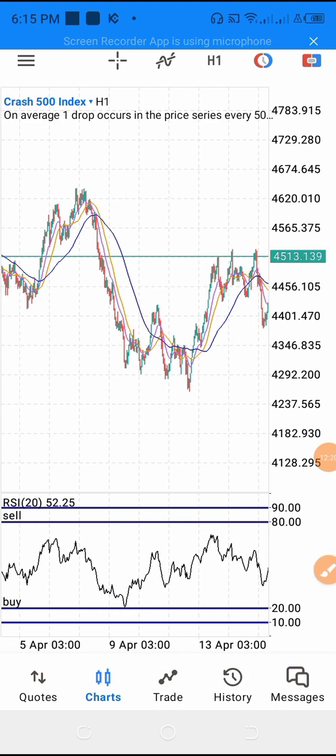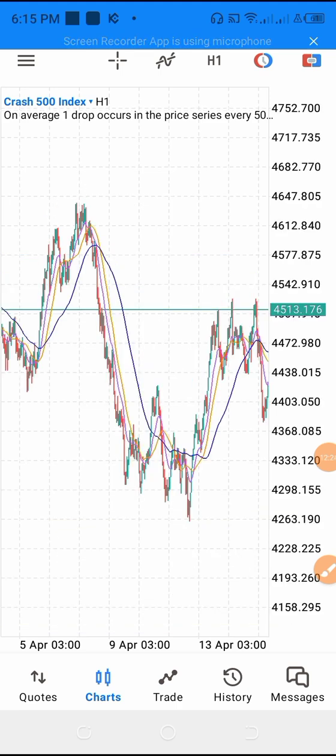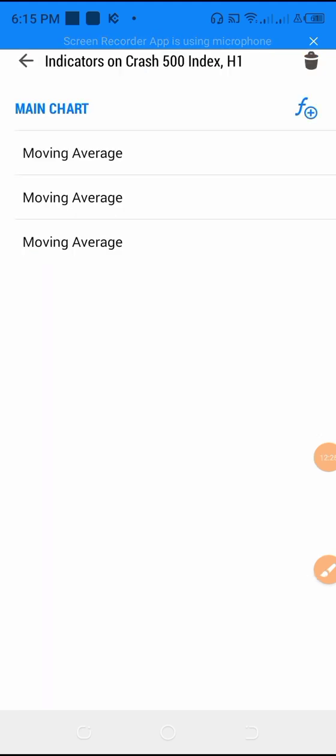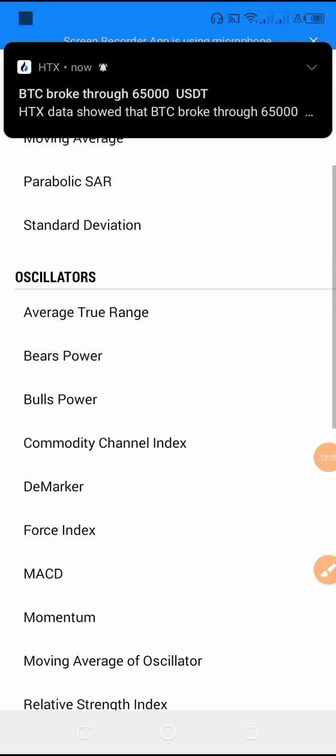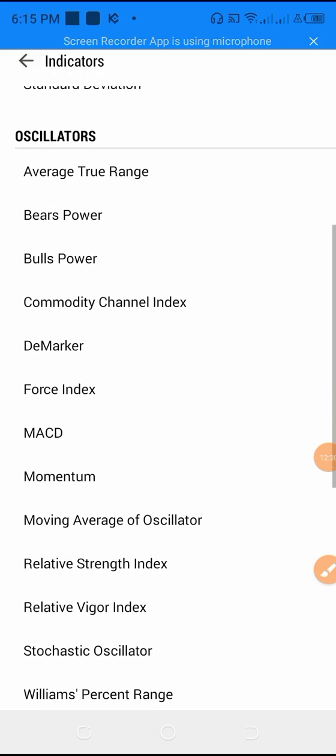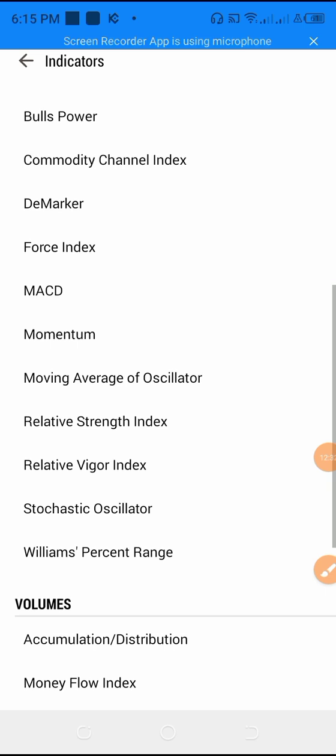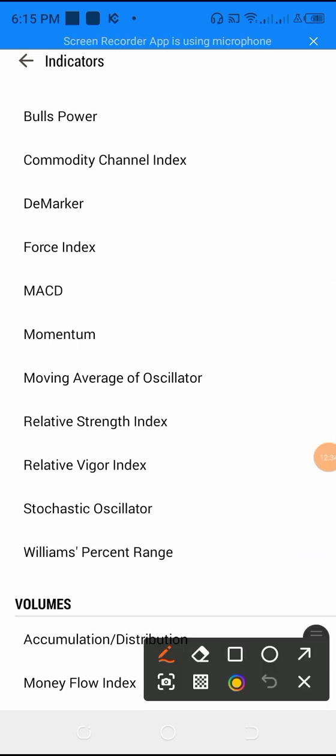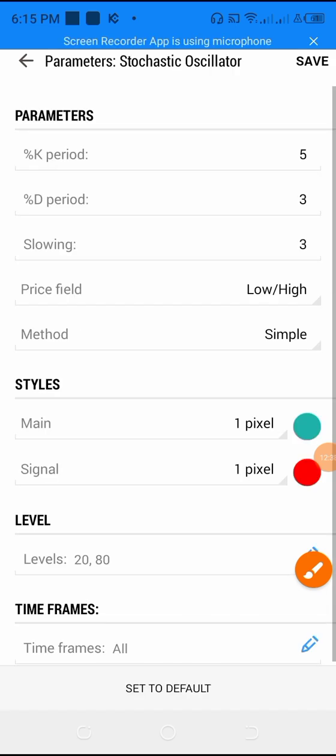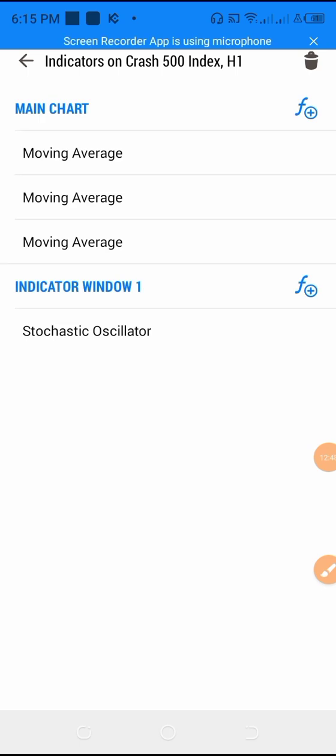Moving forward, let's remove this relative strength index and talk about the next one. Let's add the stochastic oscillator. You click on it. You can screenshot these settings and set it on your own chart. Click on save and let's see what it looks like.